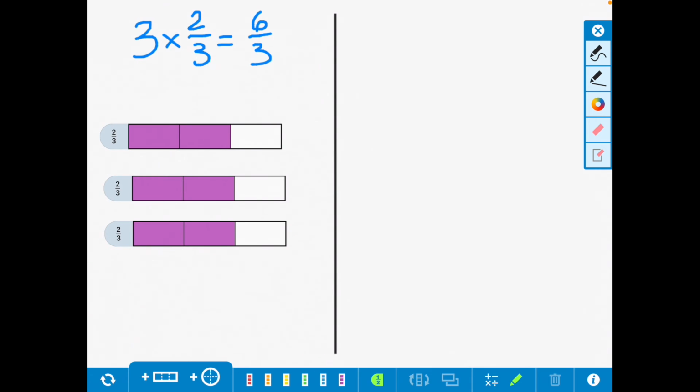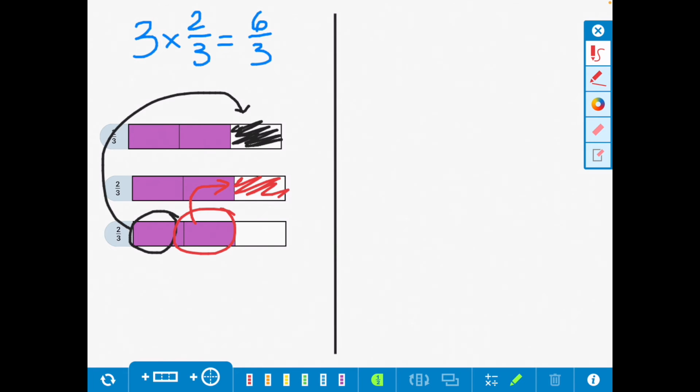But some of you might have noticed that 6/3 as an answer isn't a great answer, because that can be simplified. I could take this piece right here and move it up here. I could take this piece right here and move it right there. Now I can see that 6/3 is really the same as 2 wholes.